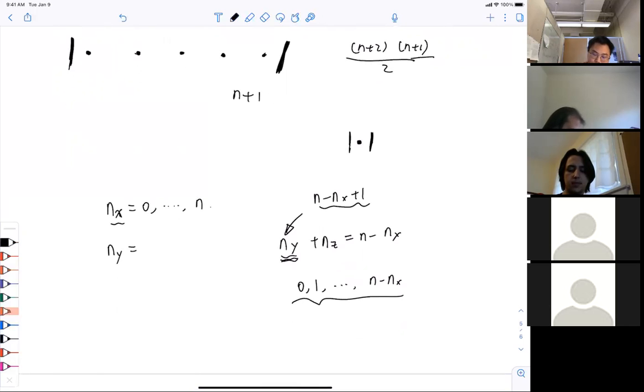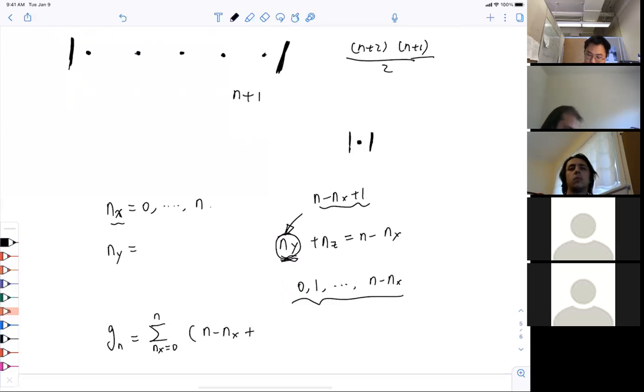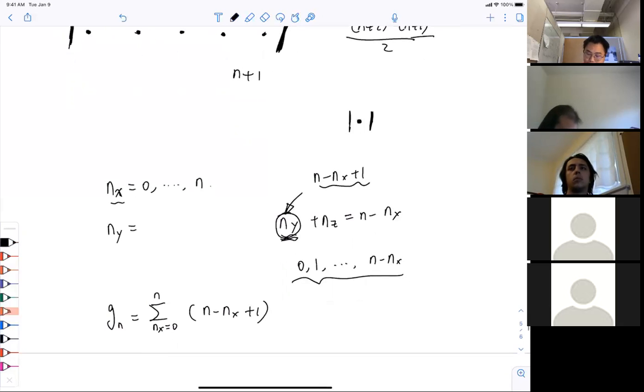So the total degeneracy as a function of n is given by your nx. nx can be 0 to n. And for a fixed nx, the number of choices for your ny is n minus nx plus 1. That would give you the degeneracy. This one is more rigorous, I guess. That is easy to do, right?